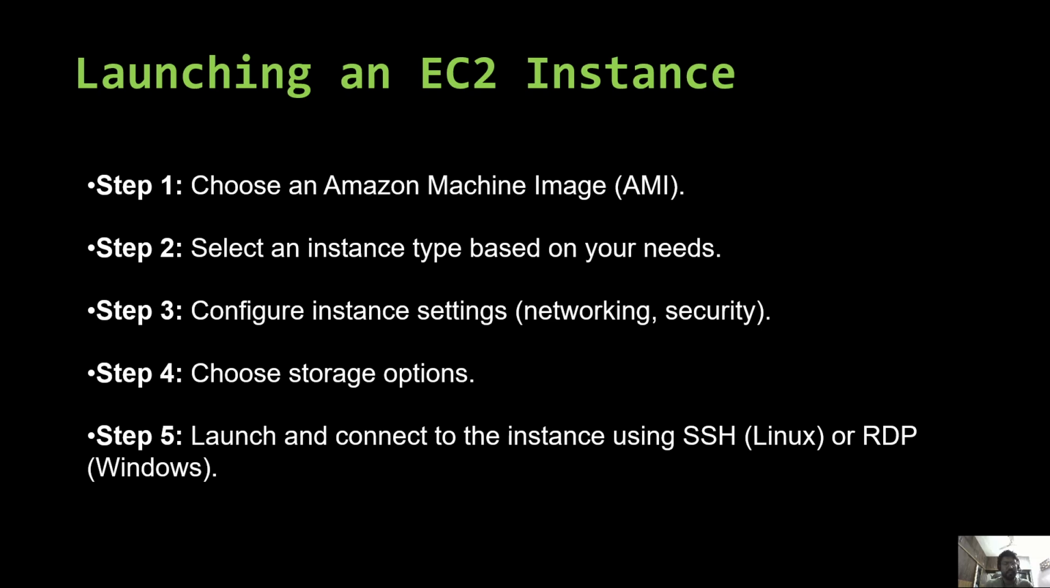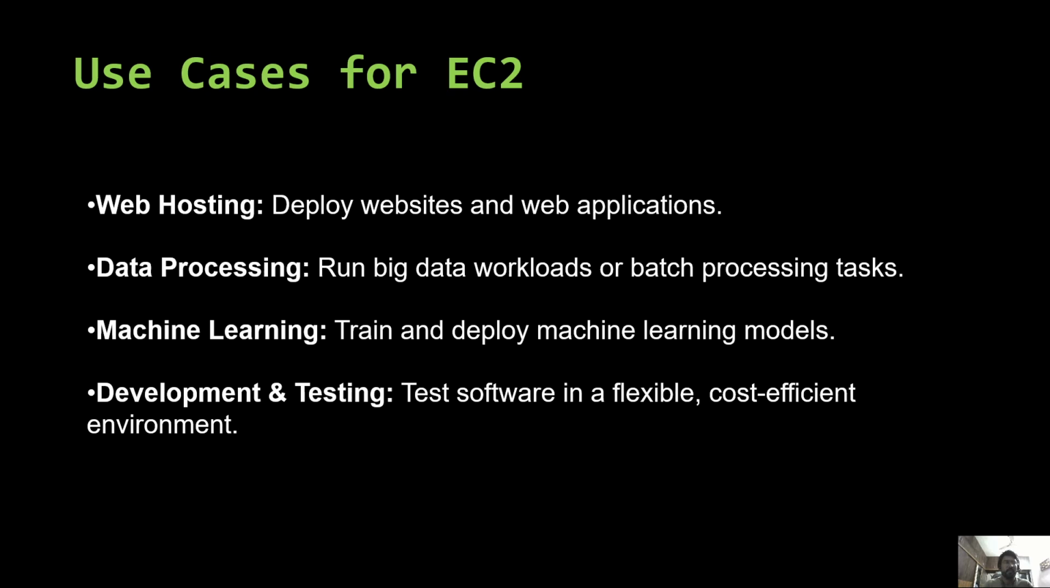The fourth one is select the storage, like which type of storage you need, what storage size you need, IOPS and all that you can configure. The fifth one is launch and connect to the instance using SSH if it is a Linux system. If it is Windows, then you can use RDP to access your EC2 instance.